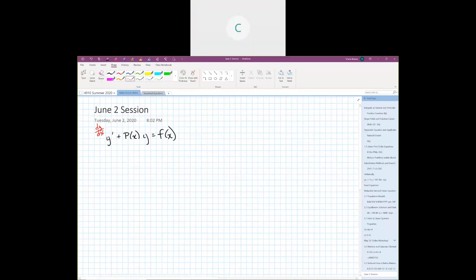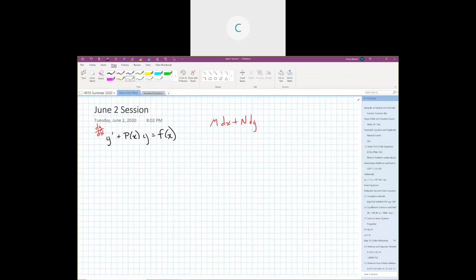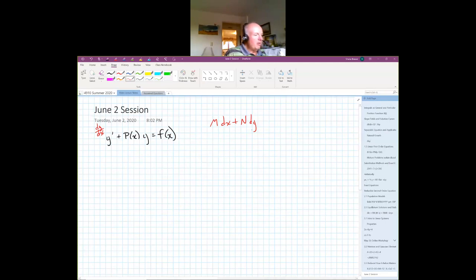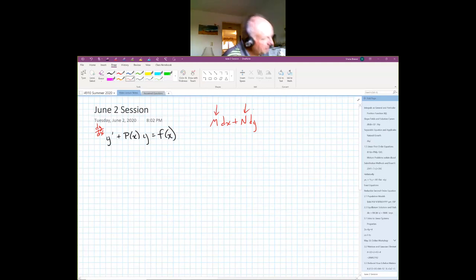But if you've got the two setups where you've got the M dx plus the N dy, and I'm thinking that's number 5, you have two choices there. It could be homogeneous, depending on the particular characteristics of M and N. But if it's not homogeneous, then we see if it's exact, and that's what you're talking about.